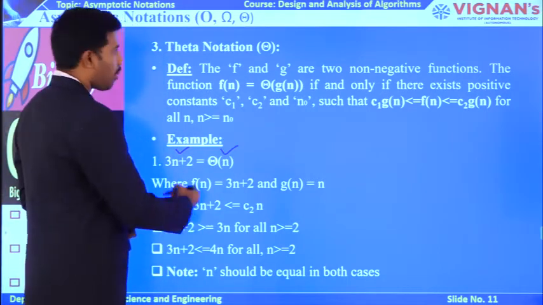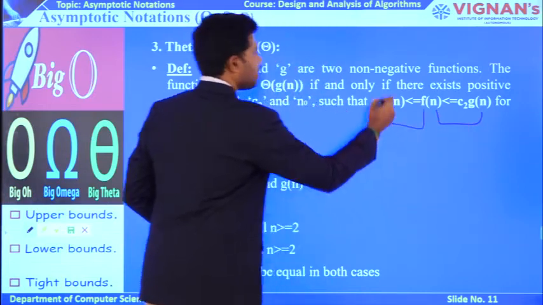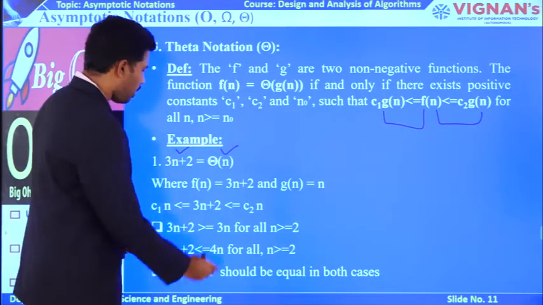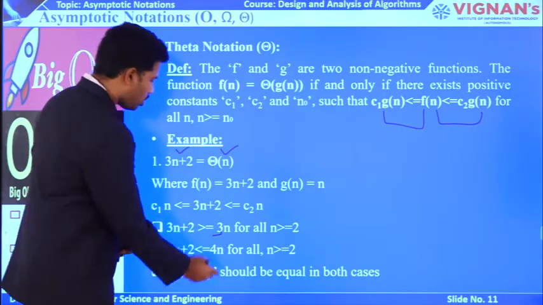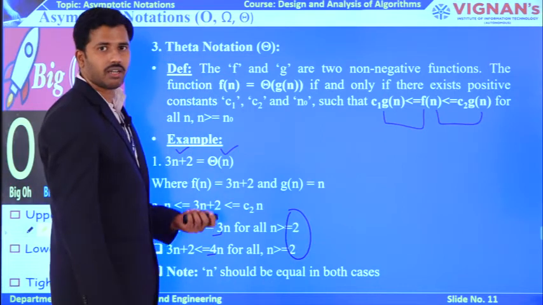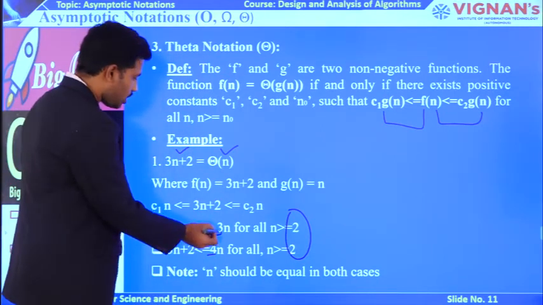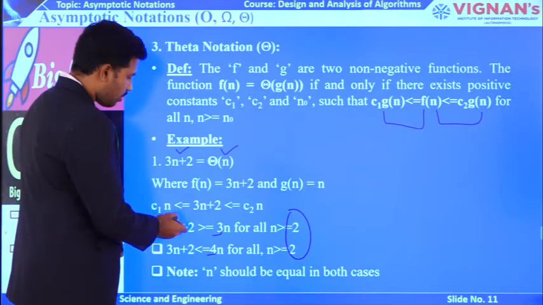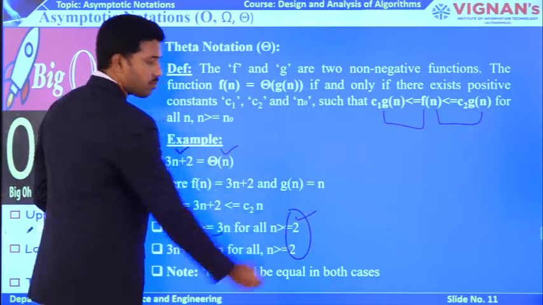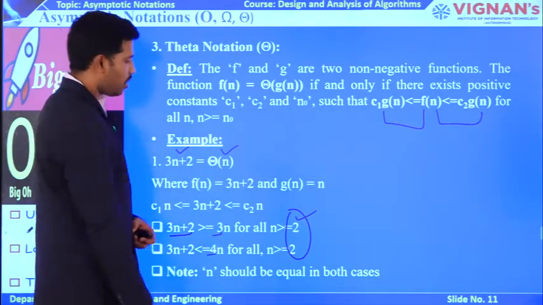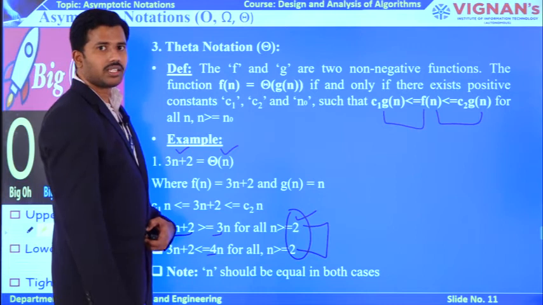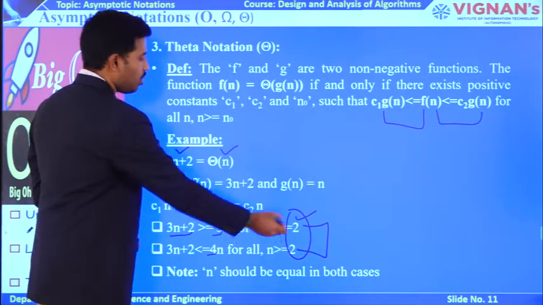Now try to apply these two relations separately to get the c1, c2 as well as n values. If you apply this relation, ultimately you can get c1 value as 3 and c2 value as 4. But you need to prove that n must be the same for all cases. If you observe this equation very carefully, it starts satisfying at n equal to 1 onwards, but I am taking n equal to 2 onwards. Why are you taking n equal to 2 instead of n equal to 1? Because you need to show both cases satisfy at the same n value. That's why I am taking n equal to 2 onwards.